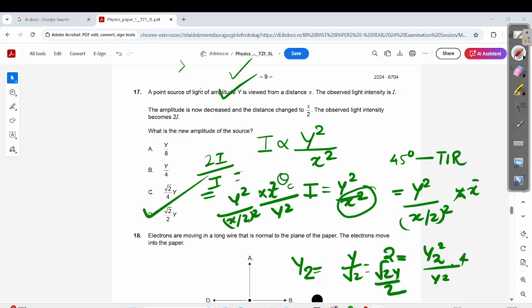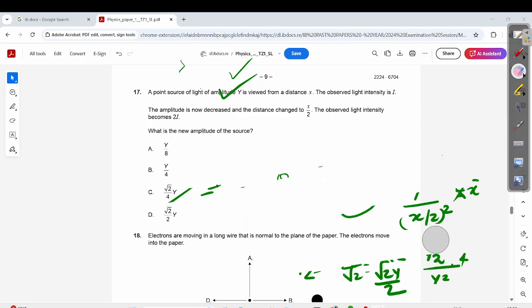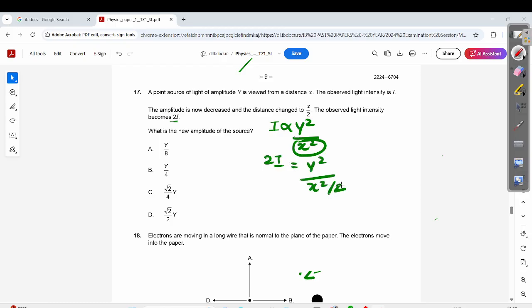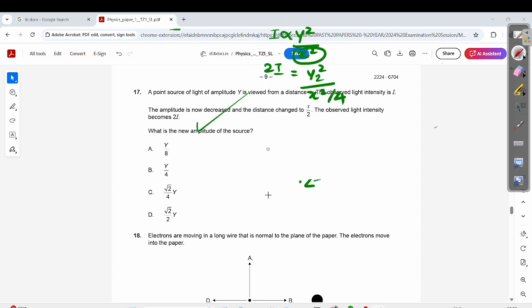I hope you got this. We have to find the ratio. That's an easy question actually. I'll explain once again in short. We just need to use the equation I is proportional to y square by x square. Now we set up x as x by 2 for the second case. As the intensity at that point is given as 2I, we can write 2I is equal to y square by x square by 4, that is (x by 2) the whole square. Just take the ratio and we will get y2, the new amplitude. Okay, perfect. Moving on to the next question.